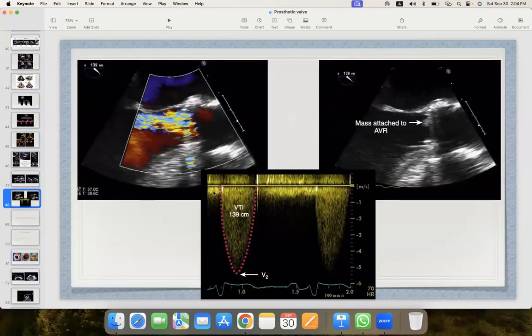This is another patient with a mechanical valve. We can see here that the patient has a thrombus, and this thrombus is causing both stenosis as well as regurgitation. So the patient has significant, severe regurgitation. It's intravalvular regurgitation. The patient has high velocity because the thrombus is affecting the opening of the valve, causing a high stenosis as well as regurgitation.